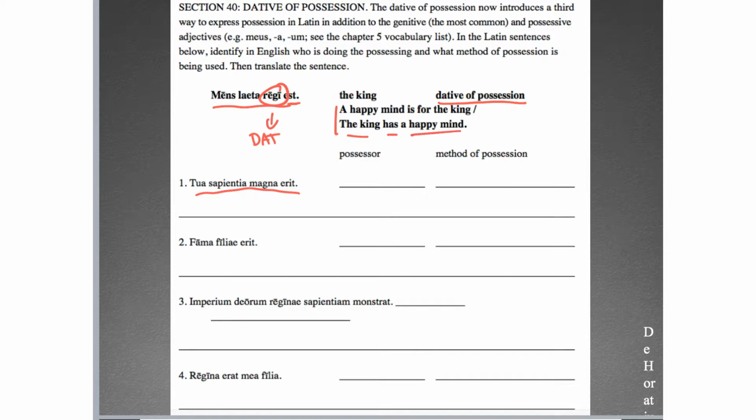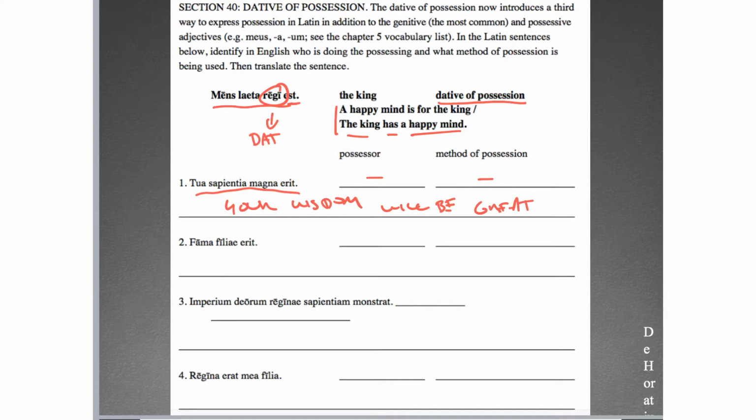So number one, translation, your wisdom will be great. And so in this particular sentence, there really is no possession going on. So we do a little blank there. And again, an example like number one, to show you that you can have the verb to be, of course, without the dative of possession. And you just got to be aware of that.